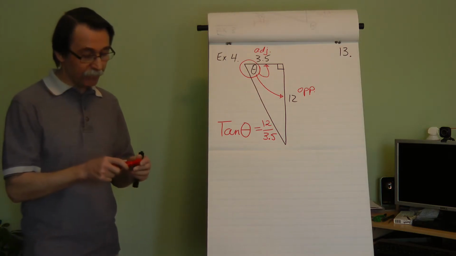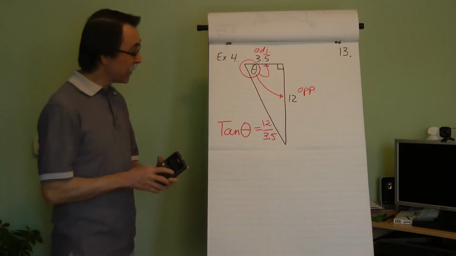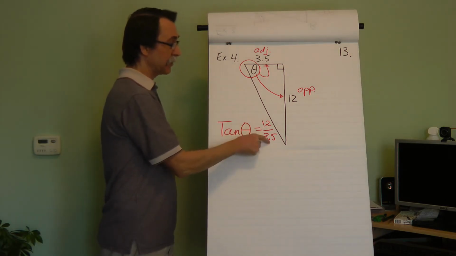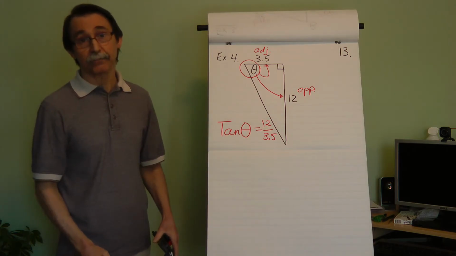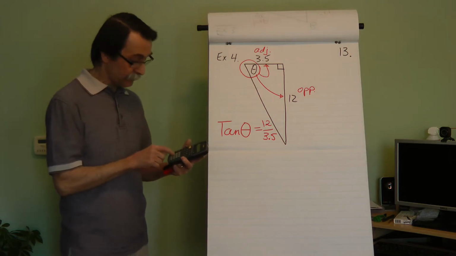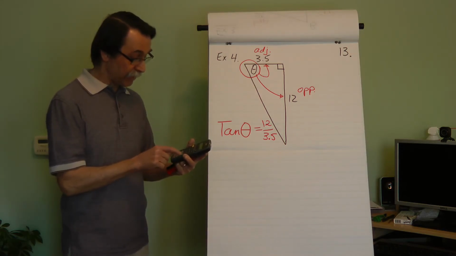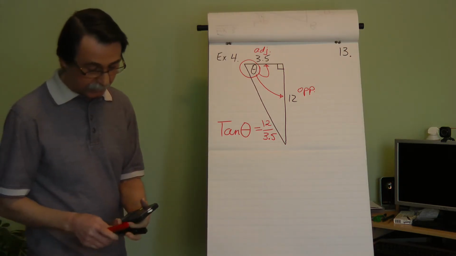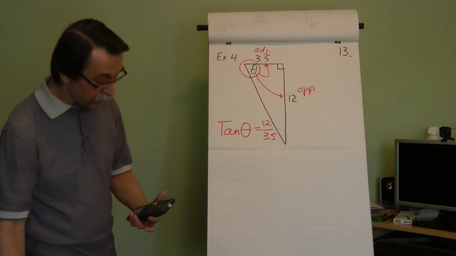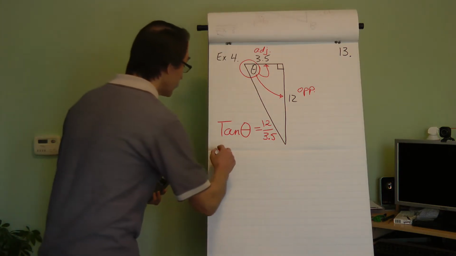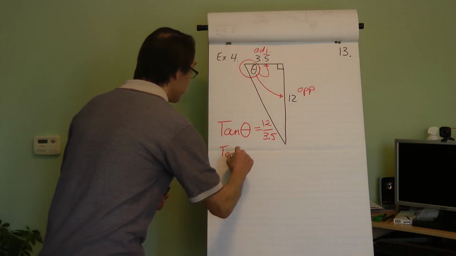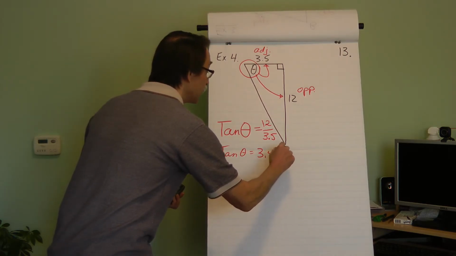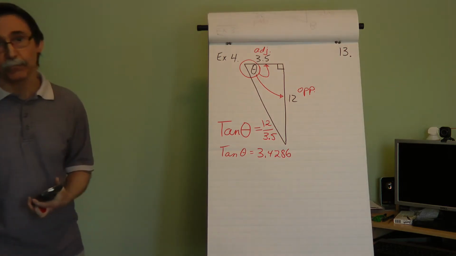Now 12 over 3.5, I'm quite amazed sometimes that people struggle with what this actually means. It means 12 divided by 3.5. You enter your 12 first. 12 divided by 3.5, and we get a number such as 3.4286. So tan theta is equal to 3.4286. Again, that's rounded to 4 decimal places.